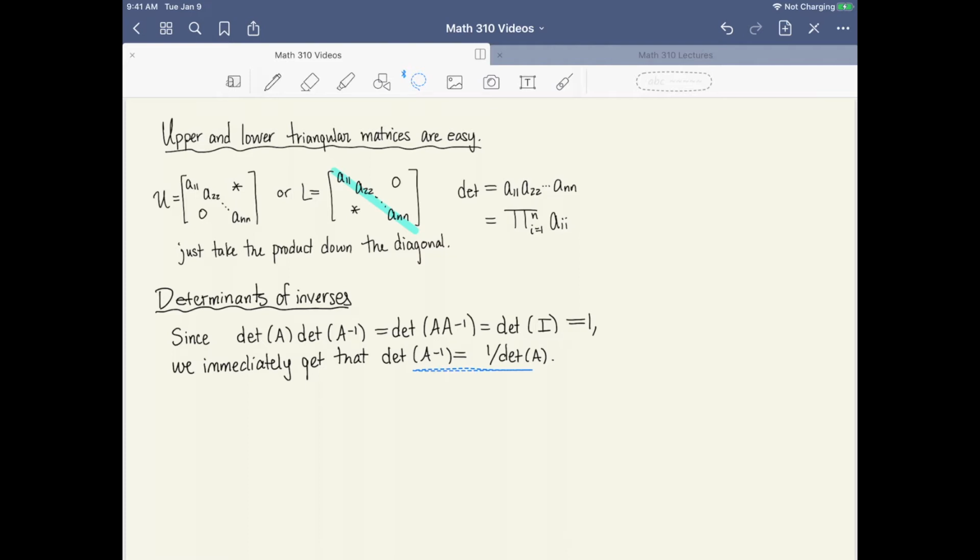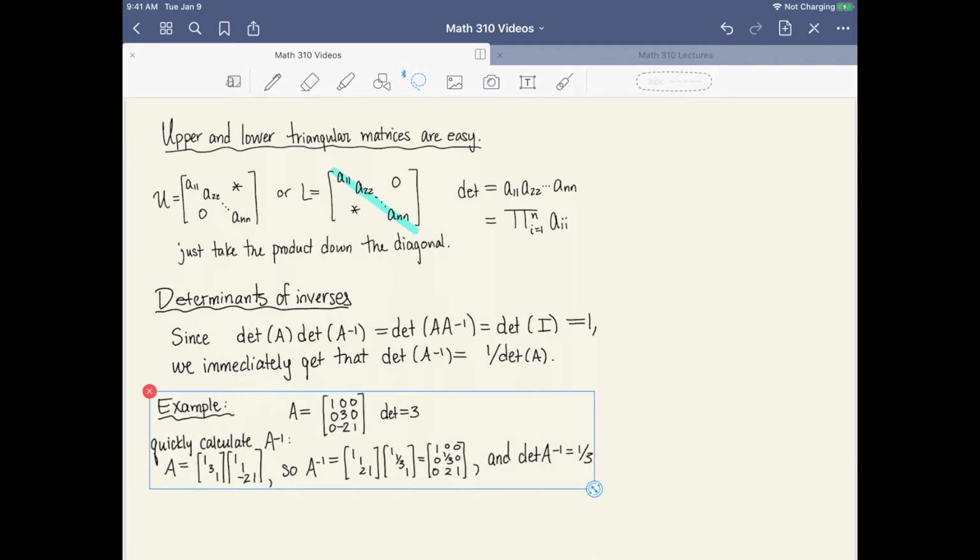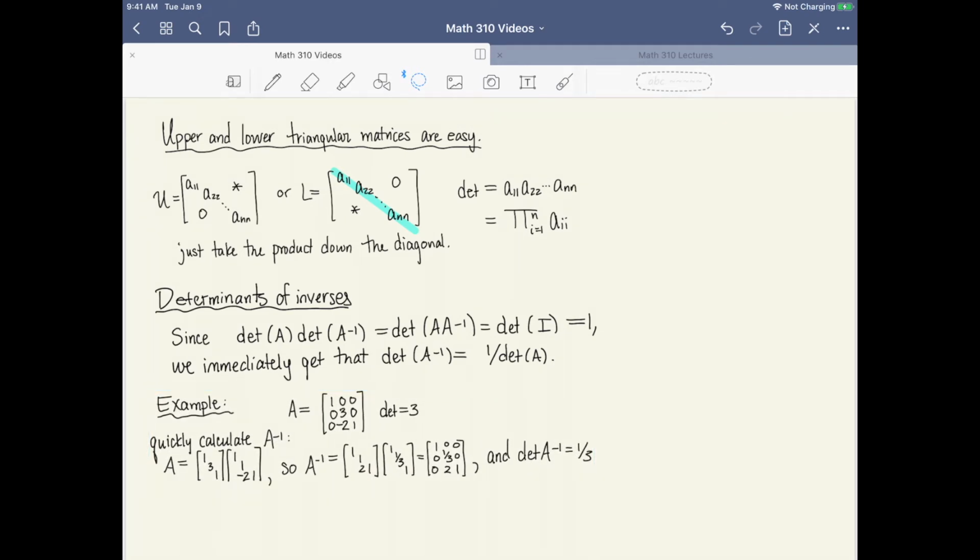So let's check this with a quick little example. Let's take A to be something easy like [1, 0, 0; 0, 3, 0; 0, -2, 1]. This is a lower triangular matrix, so you can easily see that the determinant is 3. You get that by just taking the product down the diagonal: 1 times 3 times 1. The inverse of this matrix is also something that we can calculate easily. We don't need to use the entire Gaussian elimination formula.